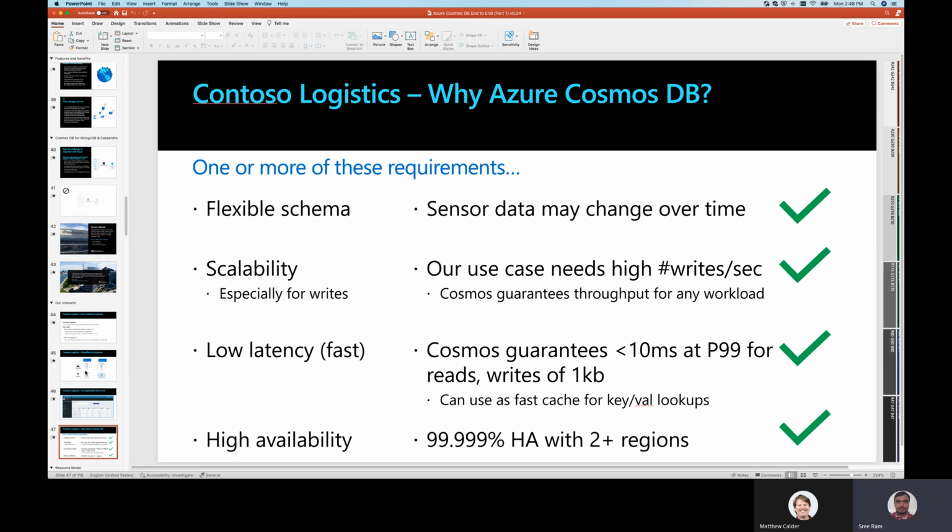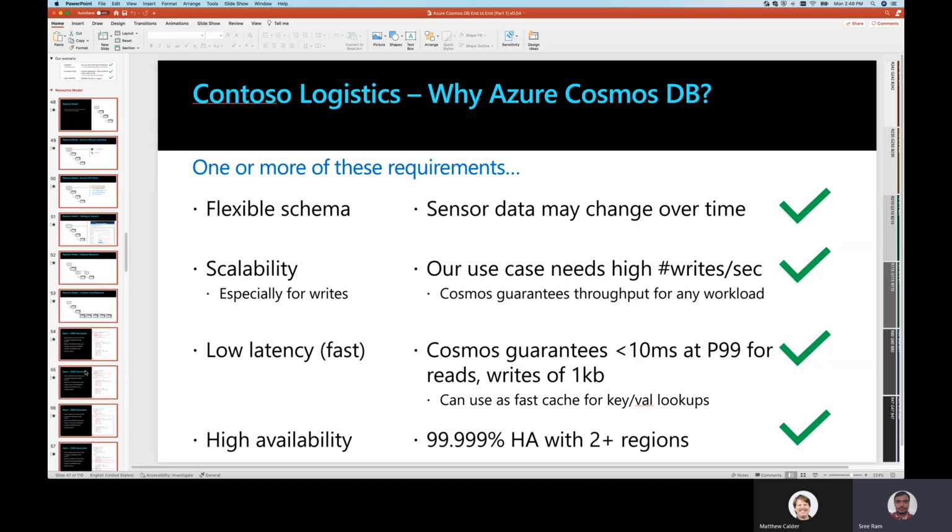And also, it needs to be highly available, because we have operations all over the US. Just in case we have a region outage in US West, let's say, we need to have US East up and running, and all of our traffic should be diverted to US East.